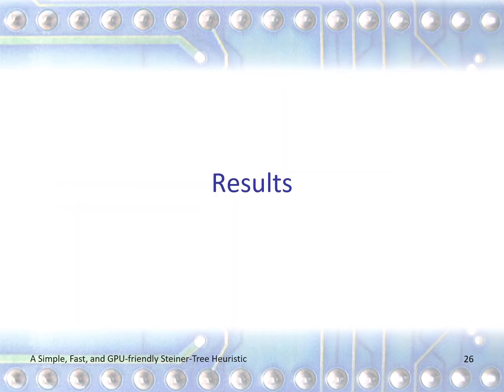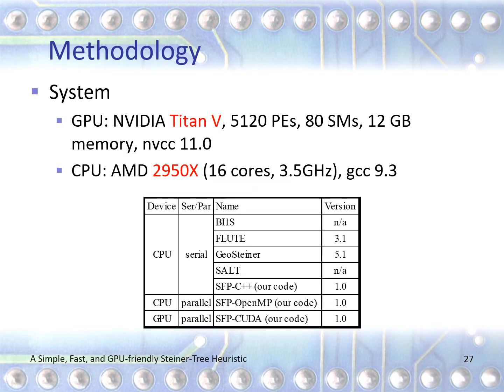In this section, we will discuss how our heuristic compares to the related works in terms of speed and wire length. For methodology, we used a system that has an NVIDIA Titan V GPU with 5,120 processing elements, 80 SMs, 12 gigabytes of memory, and we used NVCC version 11. The CPU in this system was an AMD 2950X, which has 16 cores at 3.5 GHz per core, and GCC 9.3. It's important to note that the CPU has hyperthreading enabled.